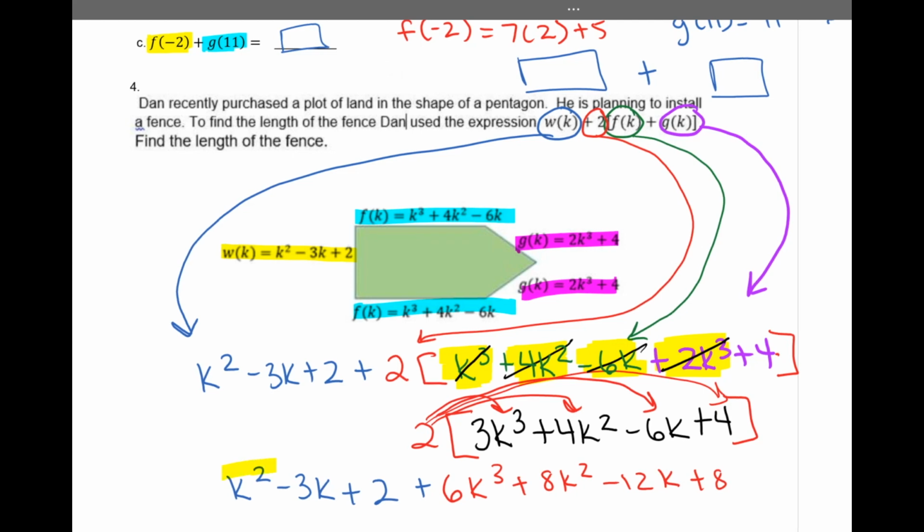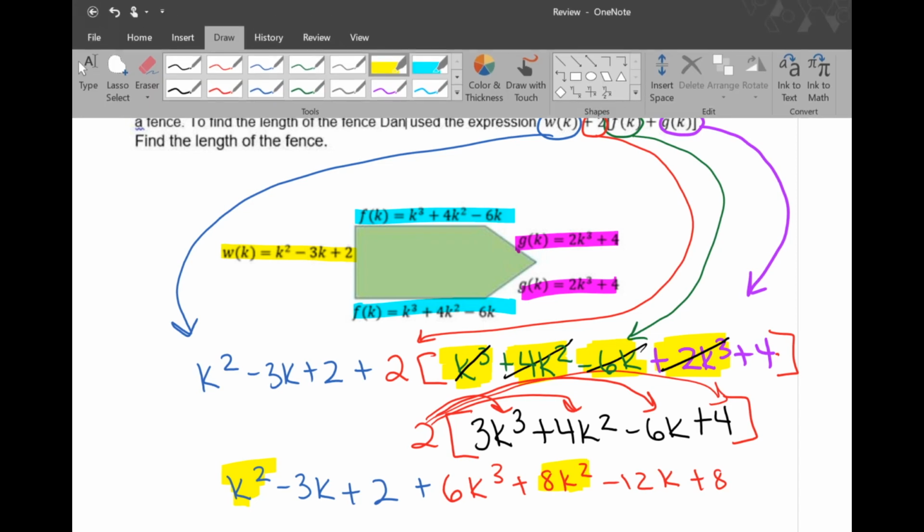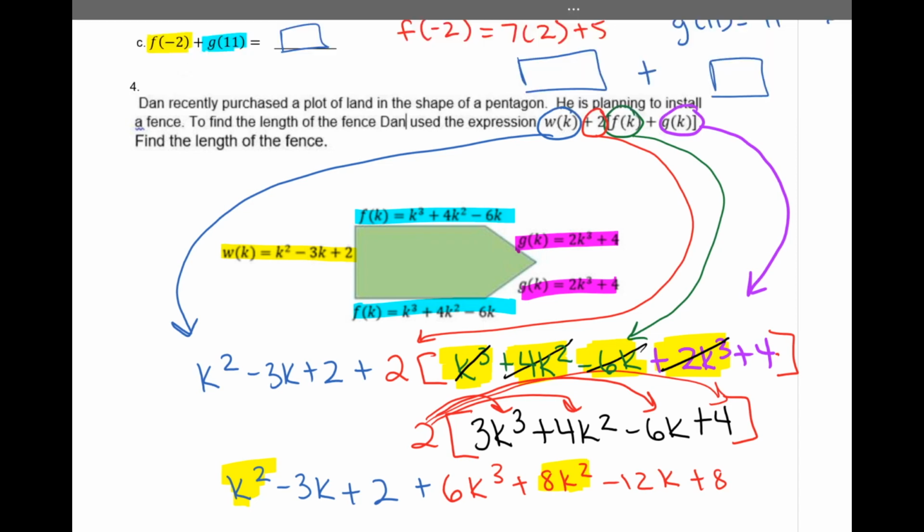So let's start with k squared. Is there another k squared? Yes, right here. So remember what I said earlier. When there is no number in the front, it is just a 1. So 1 plus 8 is 9k squared. Cross that out. Cross that out. Let's move to the next one.